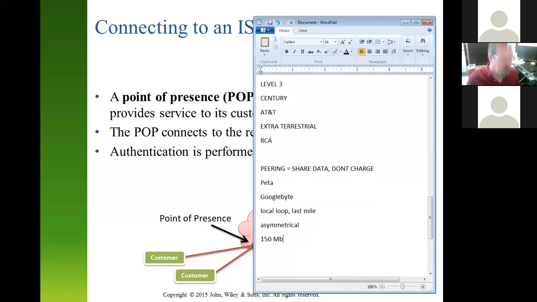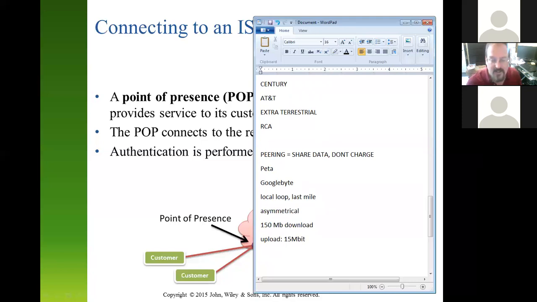Also, that's almost always asymmetrical. That's your download speed. Your upload speed is usually 1/10 of that. Like Comcast, for example, I have Comcast 150 at my house. My upload speed is 15 megabit, which is actually pretty fast, but that's because I pay a little more for it. Most of you probably are using something like 60 megs down by maybe 5 megabits up. And that's okay for most of you.